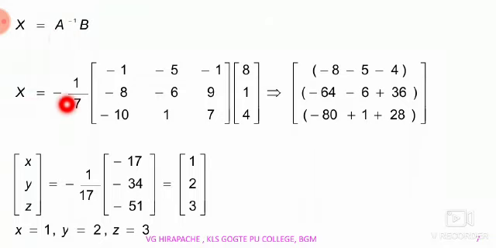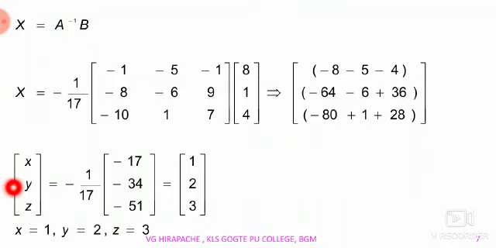Therefore, X is equal to A inverse, which is minus 1 by 17 into the adjoint of A, into matrix B. Therefore, minus 1 by 17 as it is, by multiplying with the first row first column, first row second column and first row third column, we have the elements minus 8, minus 5, minus 4, minus 64, minus 6 plus 36 and minus 80 plus 1 plus 28.